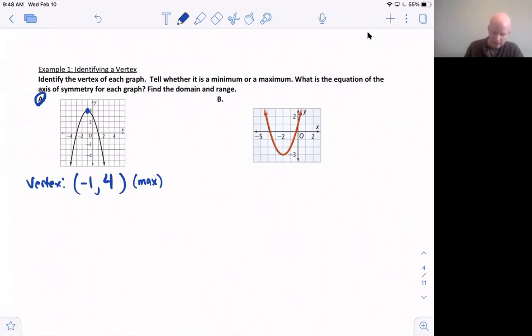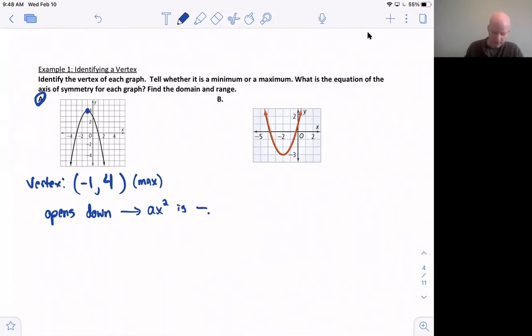I can also tell that this parabola, well, I might ask you that. Does this parabola open up or does this parabola open down? Okay. If you said opens down, you're right. So this parabola opens down. So that means that the ax squared in the parabola equation would be negative.